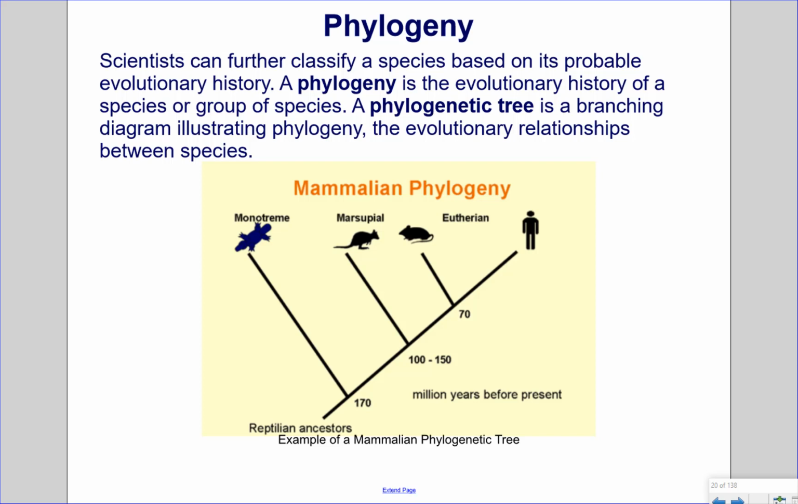A phylogenetic tree is a branching diagram illustrating phylogeny, the evolutionary relationships between species. This is an example of mammalian phylogeny. Monotremes are the egg-laying mammals, marsupials are the mammals that raise their fetuses in a pouch, and eutherians have placentas.